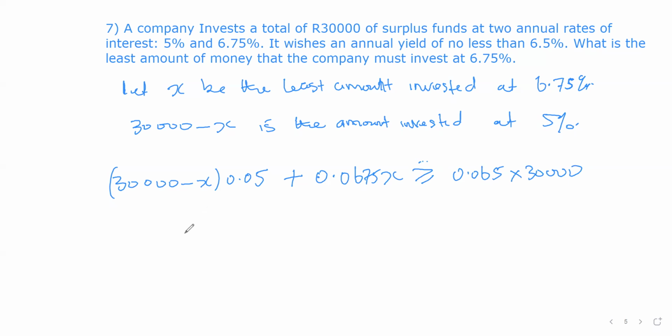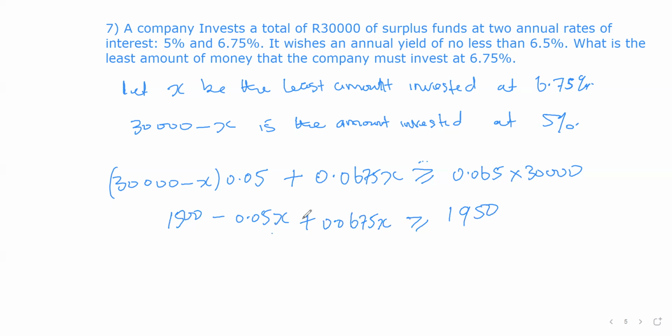These are our applications. So we open up our brackets, 0.05 times 30,000 is 1,500, minus 0.05x plus 0.0675x should be greater or equal to 30,000 times 0.065, which is 1,950. Collect like terms together as usual.